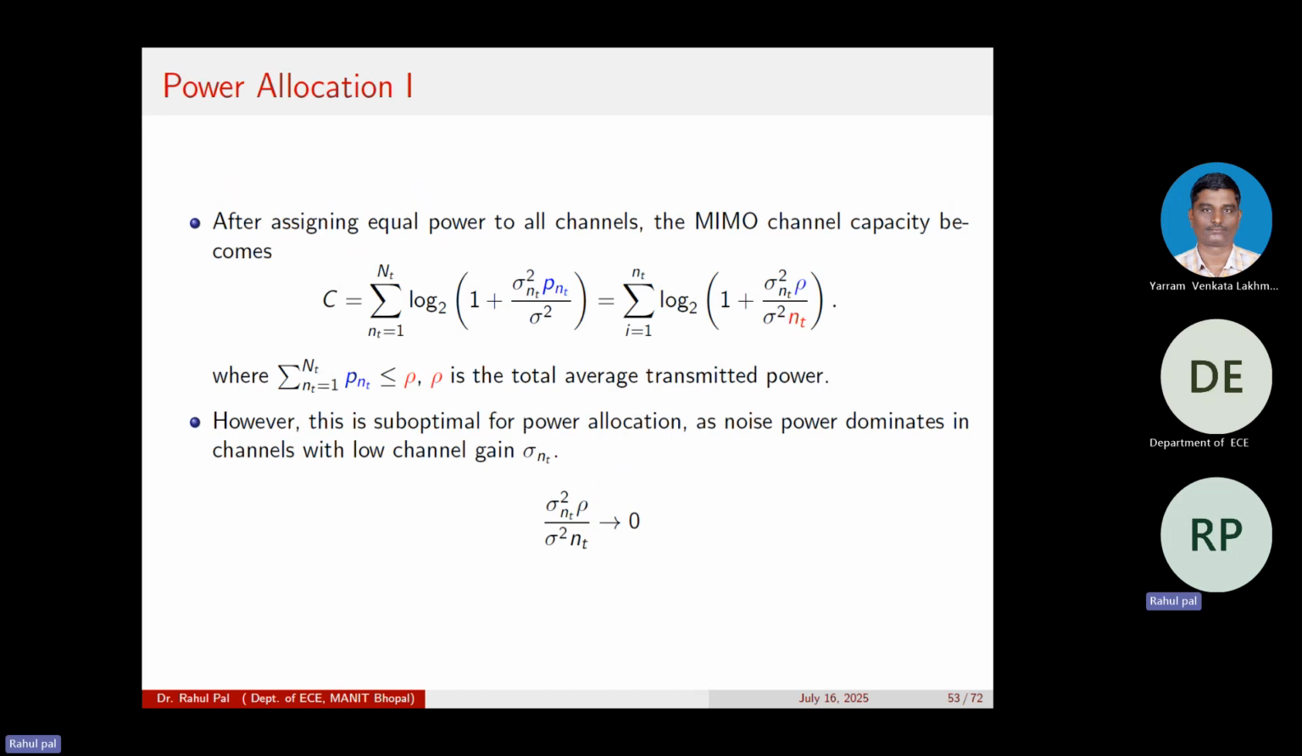Now we have to allocate the power. Here you can see we are allocating equal power to all the channels. We have total power rho, and we have NT transmit antennas, so the power is equally divided among all the transmit antennas. So each gets rho by NT. But what is the problem with this equal power allocation? Any problem?